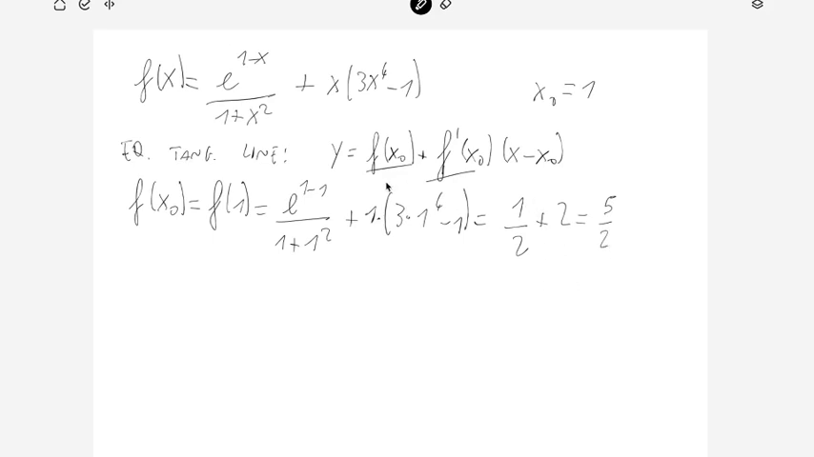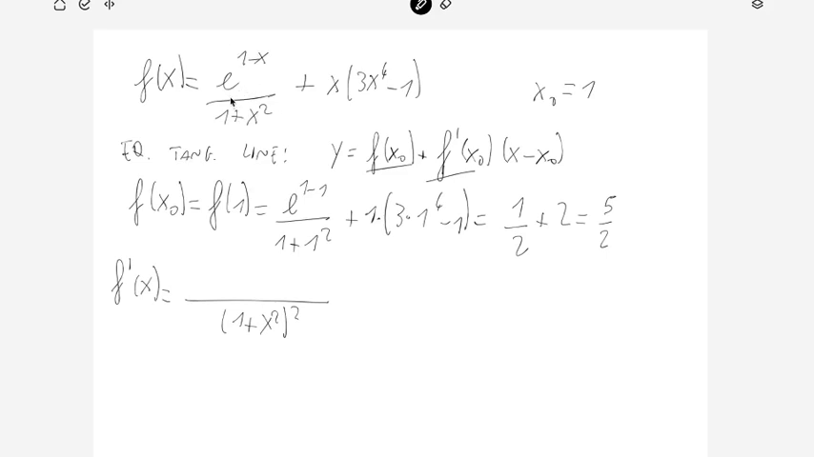Okay, this is f of x0. Now we have to differentiate this stuff and then evaluate the derivative at 1. So the derivative is just, we have to differentiate the first function. So we have 1 plus x squared, because it is a ratio, so we have to put the denominator squared.